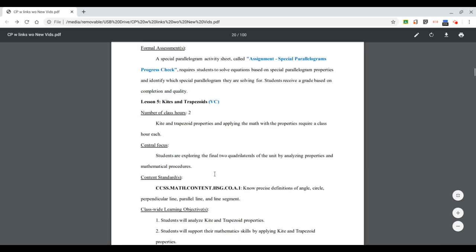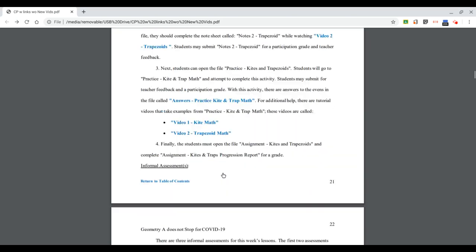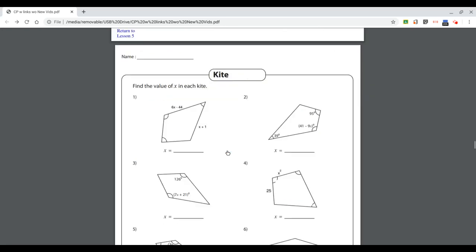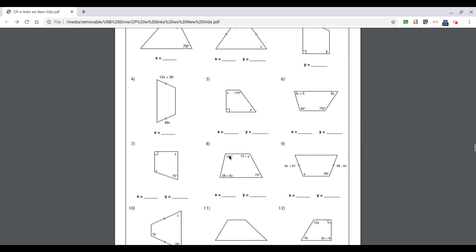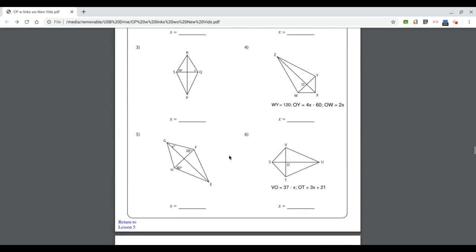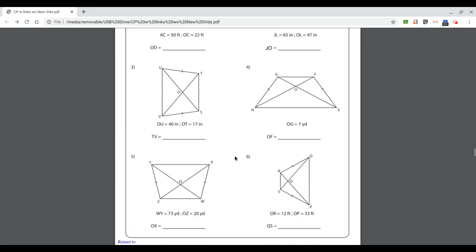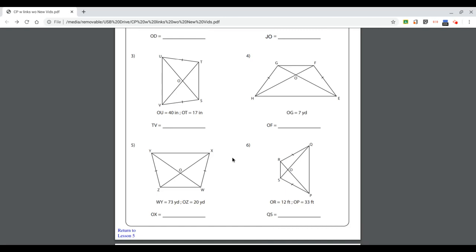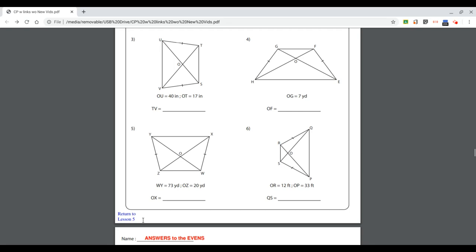Those can be informal assessments, or they are informal assessments, as well as the practice, which does seem a bit tedious. There is a whole bunch of problems. However, once they get the concepts, they should flow pretty fluidly. So yeah, there's about 4 pages. Again, they're not demanded to do it, but for the participation, a lot of students do want to try to get as much credit as they can.